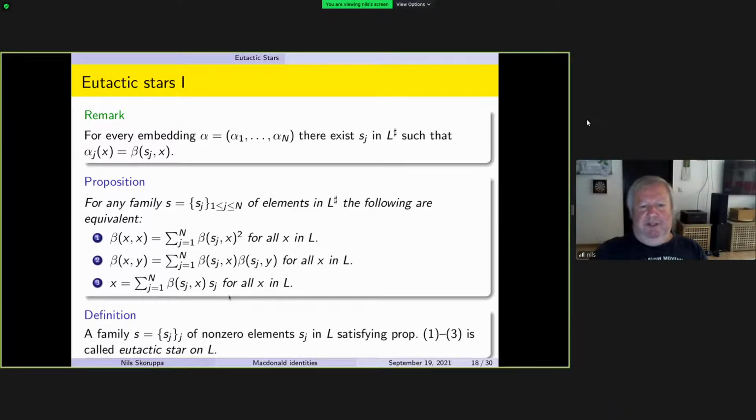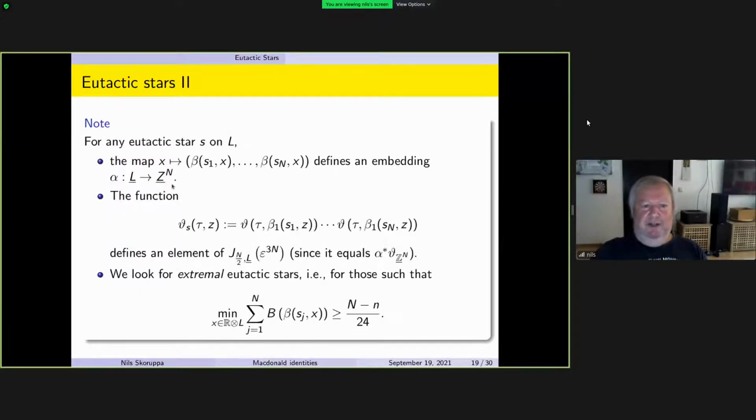So that's a eutactic star. And of course, if you have an embedding, you get a eutactic star, and vice versa. If we have a eutactic star, then you get an embedding. So that means we can forget about embeddings and we only have to talk about eutactic stars. So we just have our letters, we have L sharp, we look at families which satisfy these identities, and that is some sort of intrinsic description of the embeddings that we have. And that helps us to study it a bit more closely.